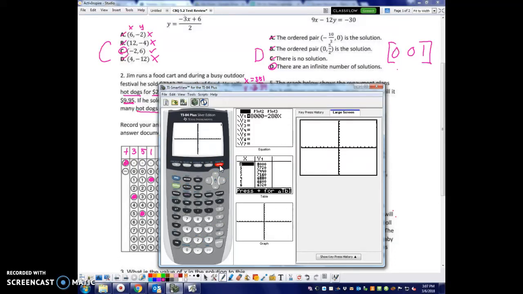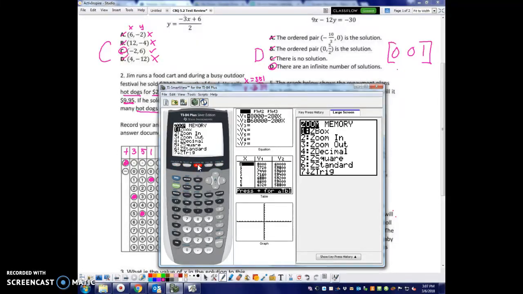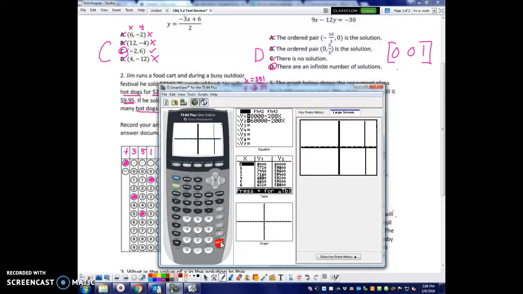Now these are really big numbers, so we might have to zoom out. Hit zoom. We want number 3, zoom out. Hit enter. Wait for it to load. We still can't see where they cross, so hit enter again. Wait for it to load. Don't freeze up your calculator by hitting buttons too much. Enter again, because we need to see where they cross.